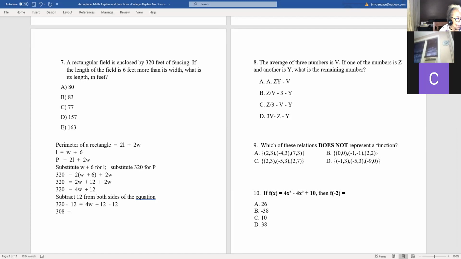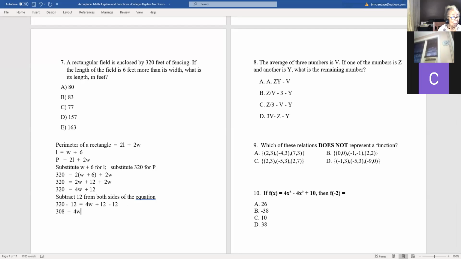Remember I said a plus and a minus of the same value give you 0. So what is left on the right side? No. You have 4W plus 12 minus 12. So if a plus 12 and a minus 12 is 0, what is left on the right side? W. That's it, 4W.